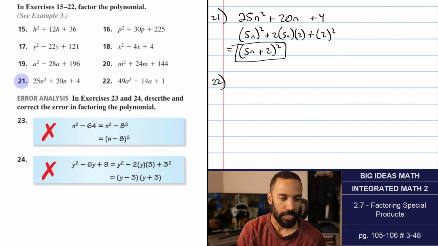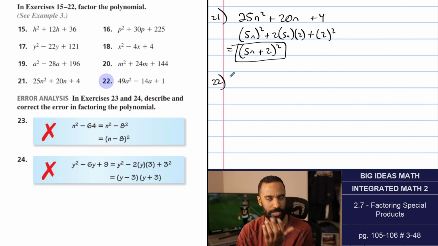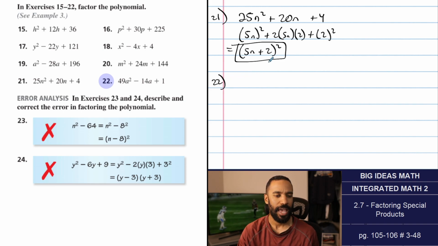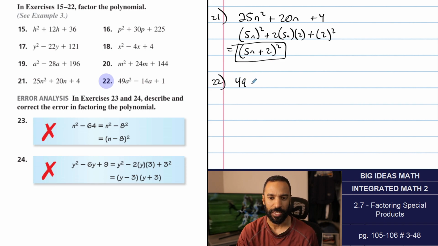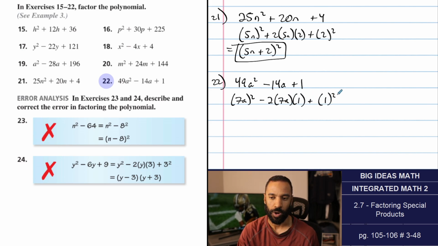And lastly, number 22. Oh my gosh, 49 is such a big number. I know 7 times 7 works. This would actually be pretty fast to do on your own because it's either 7 times 7 or 49 times 1. And you know I'd be going with the 7s first if I can. But it is 7 squared. 1 is 1 squared, and 14 is doubling 7 times 1. So 7a squared minus double that of 7a times 1. Where am I getting the 1 from? Because this is 1 squared over here. So this does become 7a minus 1 quantity squared.